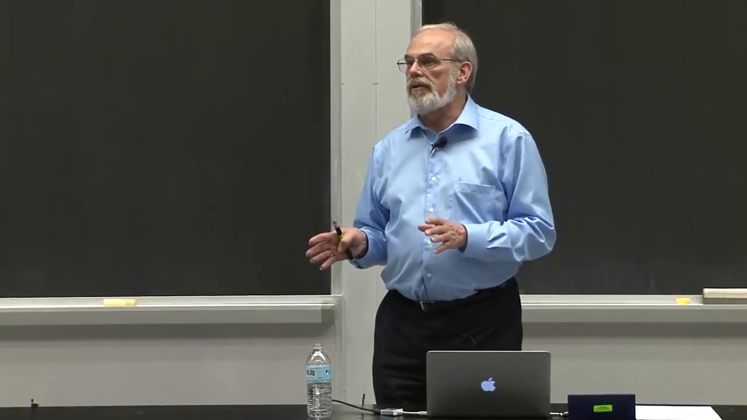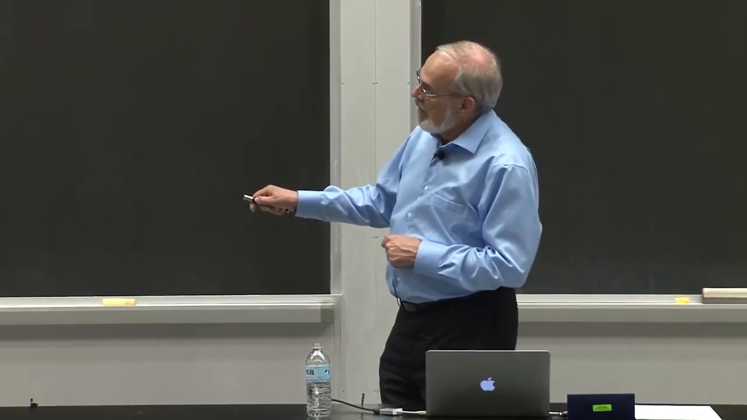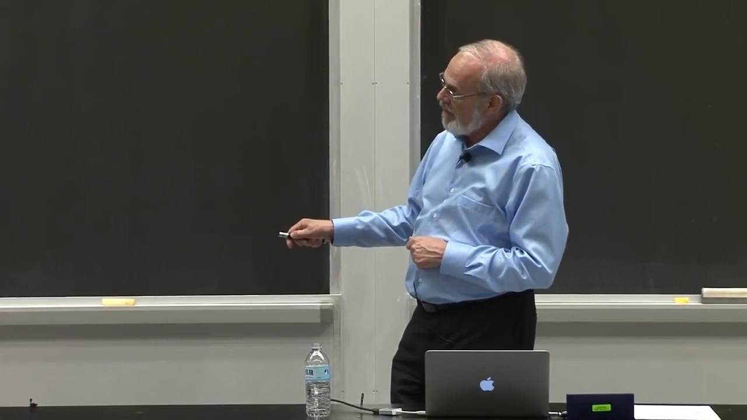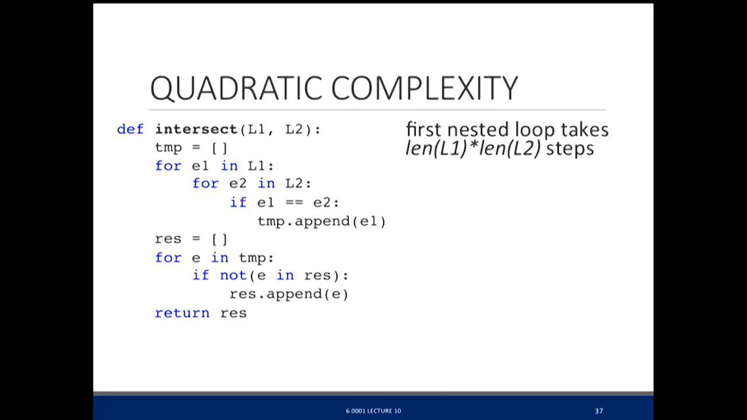I did it quickly. You can look through it. You'll see it does the right thing. What I want you to see is what's the order of growth. I need to look at this piece, then I need to look at that piece. This piece, well, it's order length L1 to do the outer loop. For each version of E1, I've got to do order of length L2 things inside to accumulate them. So that's quadratic.